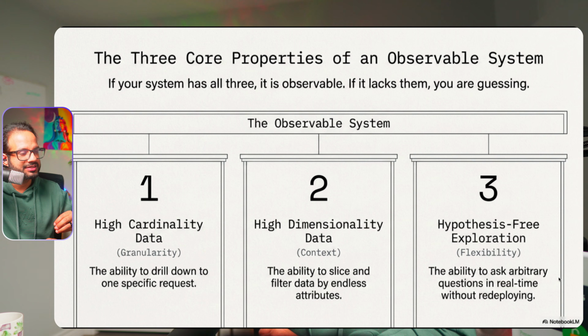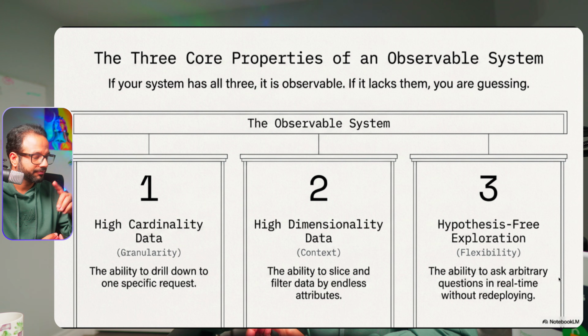Like if your system is failing from front end to the database, now you should have the ability to drill down that particular request at each and every phase of the life cycle. Then the second is high dimensionality data. That means the ability to slice and filter data by endless attributes. We'll look into that in the next slide. What do I mean by that?